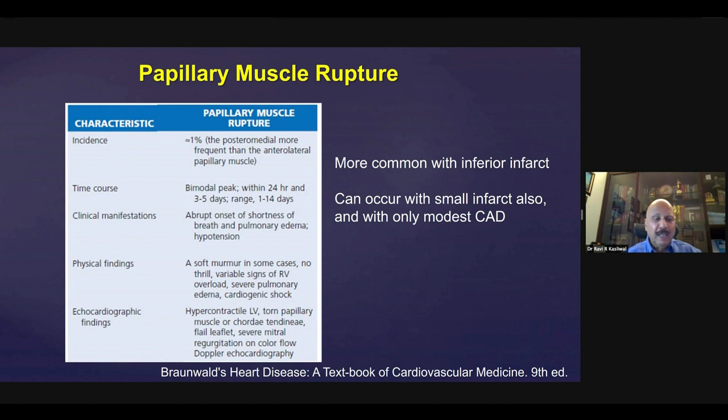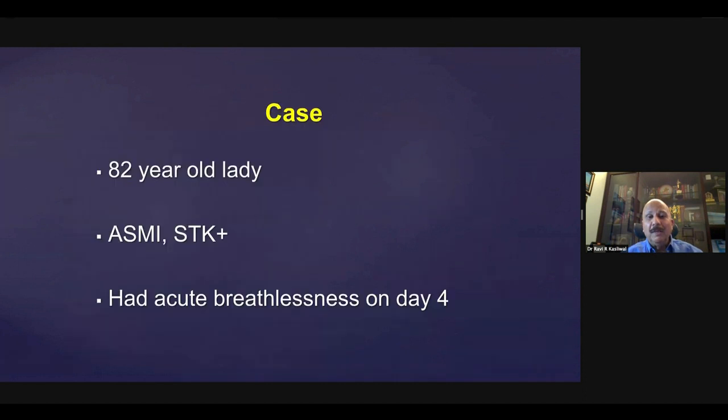So physical findings: a soft murmur in some cases, no thrill, variable sign of RV volume overload, severe pulmonary edema, cardiogenic shock. Echocardiographic features are unbelievably correct. Hypocontractile LV, torn papillary muscle, chordae tendineae, flail leaflet, severe MR, severe mitral regurgitation on color Doppler echocardiography. So see, just by the use of echo color Doppler, you've been able to diagnose this patient and help them.